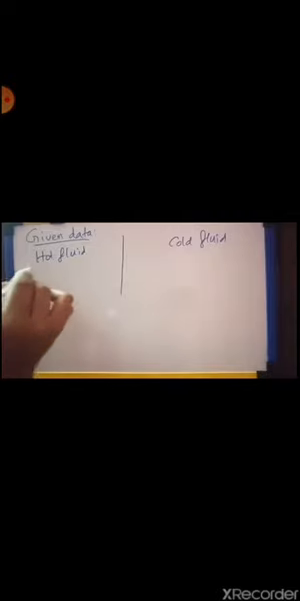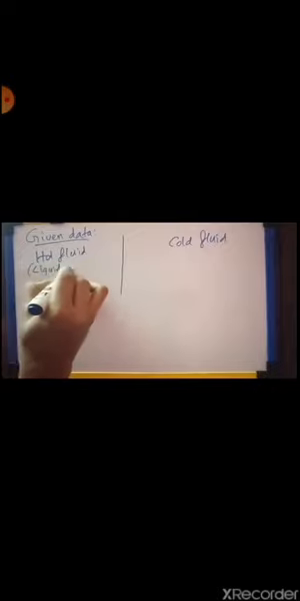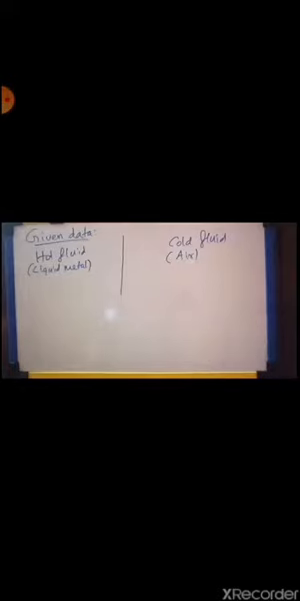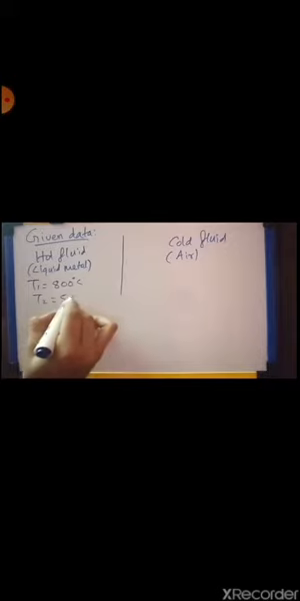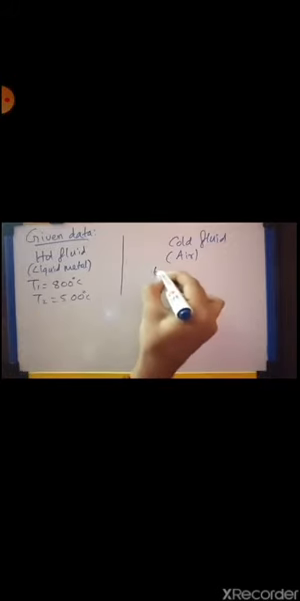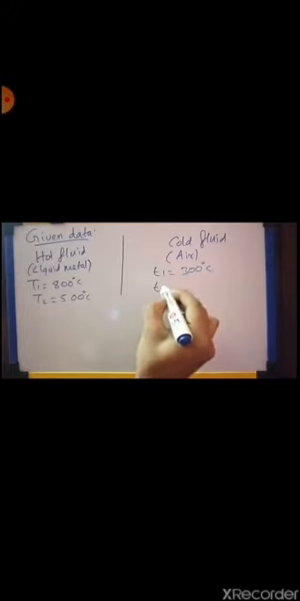I am dividing the page into two columns, one for the hot fluid and one for the cold fluid. Here the hot fluid is liquid metal, and the cold fluid is air. Temperatures of both of the fluids are written respectively, that is T1 is equal to 800 degrees centigrade, T2 is equal to 500 degrees centigrade, small t1 is equal to 300 degrees centigrade, small t2 is equal to 700 degrees centigrade.